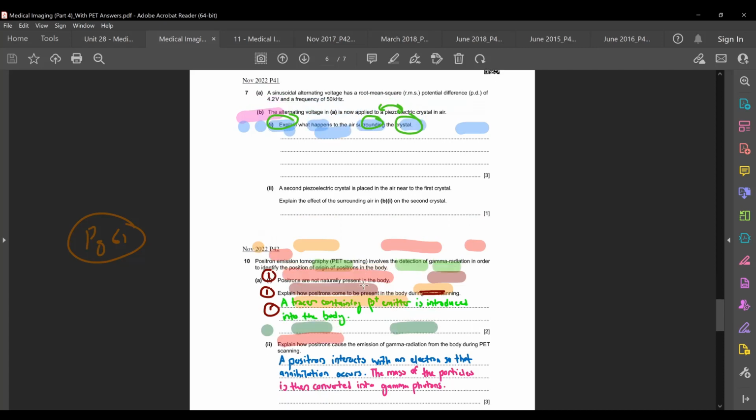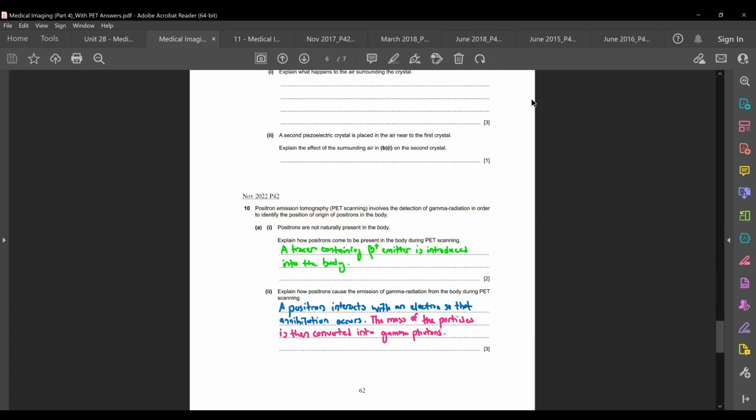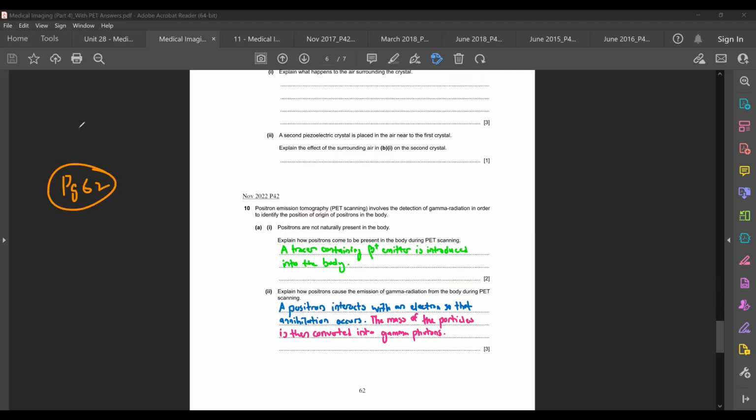Then after that, you move on to the next and last question. This one should be page 62 of your worksheet. Okay, so have a look at page 62. This is November 2022 P42. Again, it doesn't come out for all your variants. It only came out for 42, not 41. In your current question, positron emission tomography PET scanning involves the detection of gamma radiation in order to identify the position or origin of positrons in the body. Or in other words, the location of your tracer.